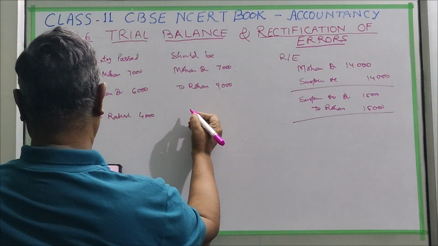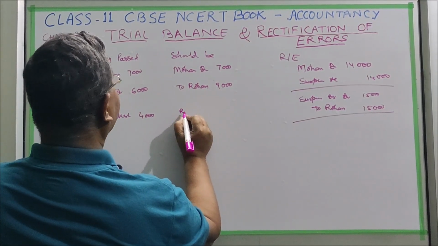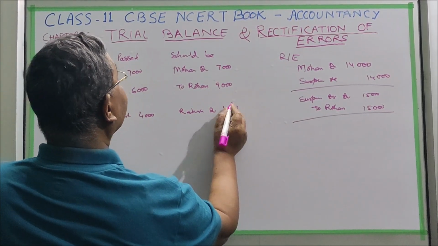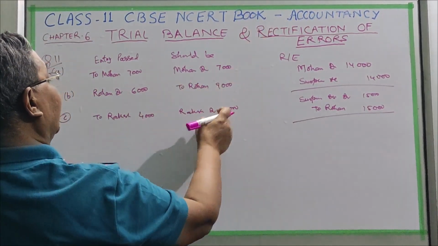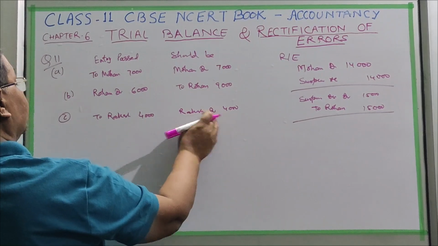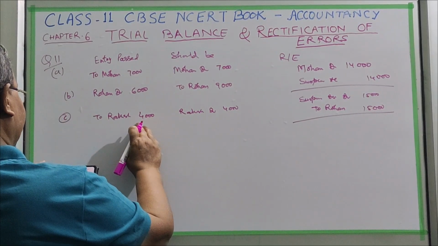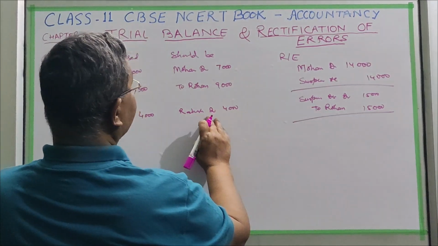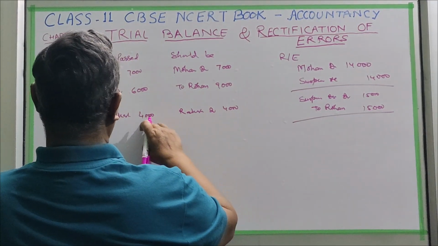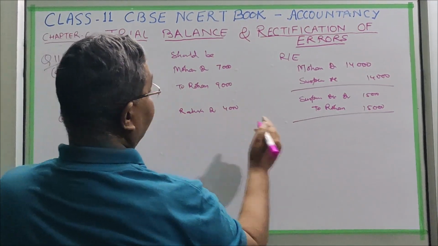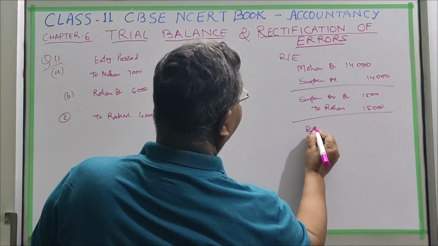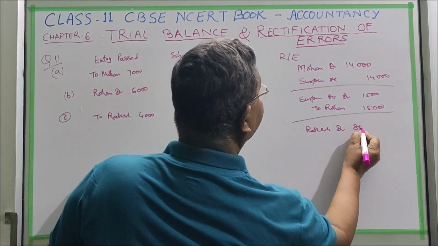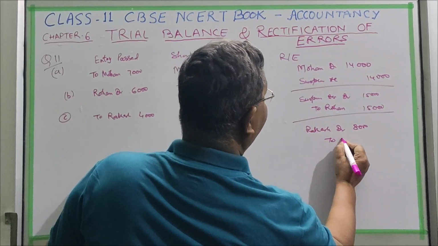And goods returned to Rakesh should have been debit. Rakesh debit 4,000. It should have been, because you have returned goods to Rakesh. Rakesh is the receiver, so he should be debited. And you have done credit to his account. Now what correction? Correction means Rakesh should be debited, and this is excess credit, this also debit. So Rakesh debit 8,000 to suspense.